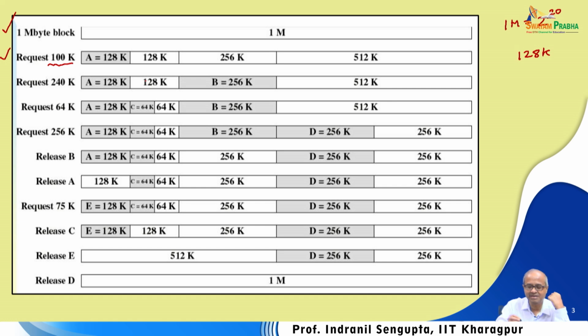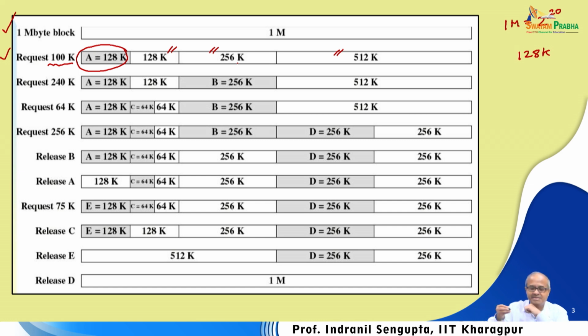After this partitioning, you see this request, suppose we call it A, this A is allocated 128K, and now these smaller free spaces are 128K, 256K and 512K. There are now 3 smaller free segments available.